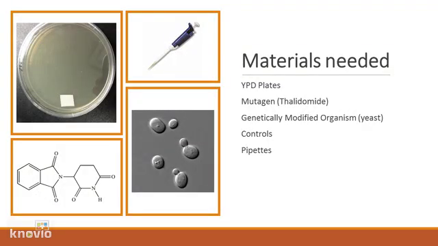The materials needed for an Ames test are a YPD plate, which is used as a non-selective growth medium, meaning that anything can grow on it with little difficulty.